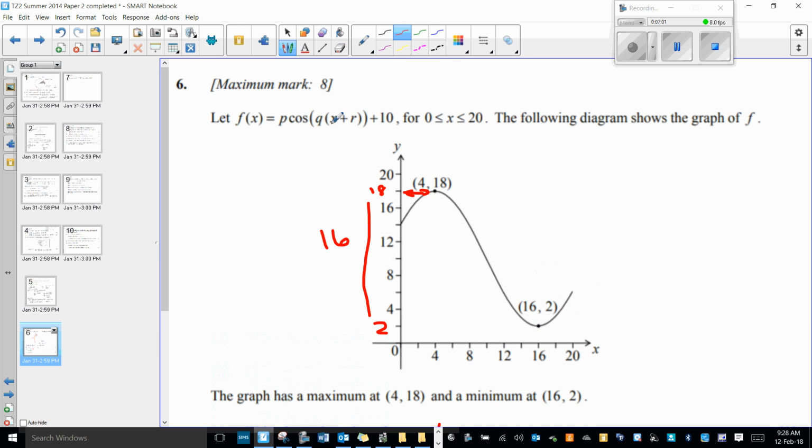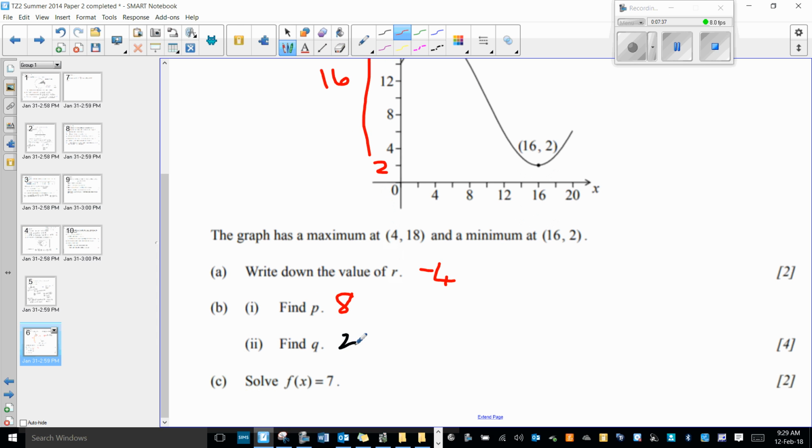Q affects the period. So it's an application question, so it would be in radians. So currently our period, well, half of our graph happens between 4 and 16. So that's 12 units for half a period. So our period is 24. So Q would be 2 pi over 24, which is pi over 12.